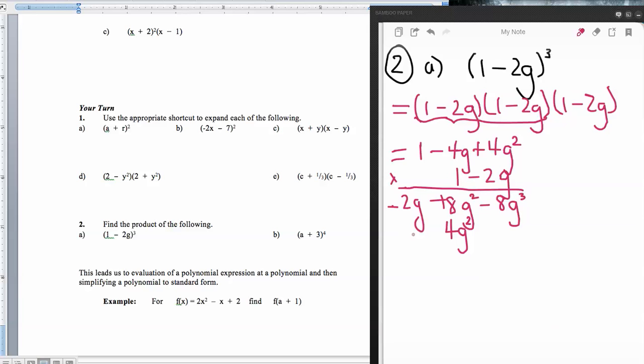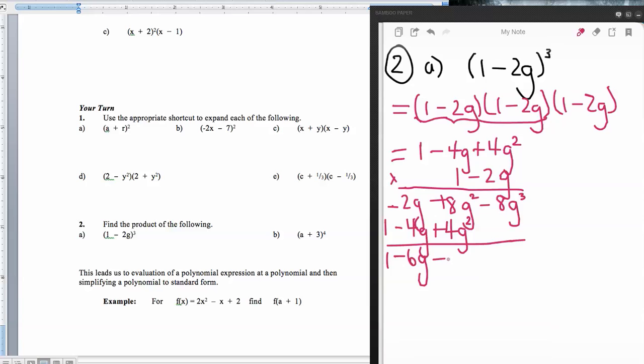And 1 times a negative 4g gives us a negative 4g. And then finally a 1 times a 1 gives us a 1. And now we have 1 plus 0, which is 1, negative 2 and negative 4, which gives me negative 6 g's. And then we have, let me make sure that this is a positive. That came from that one, so yep, that's a positive. See where we need to always make sure we put in those signs.